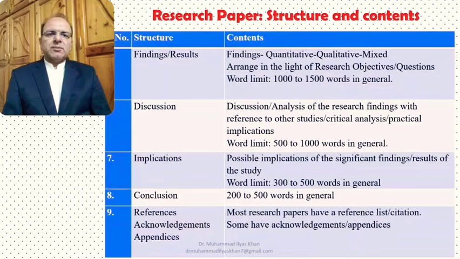So again, there will be some variation, but generally the findings section of a research paper runs between 1000 words to 1500 words, and in some cases about 2000 words. Then comes the discussion section.